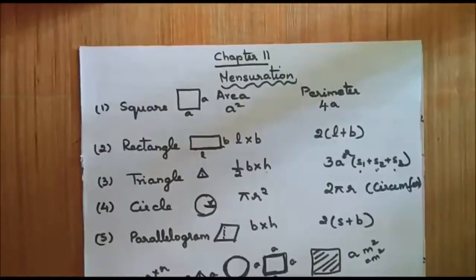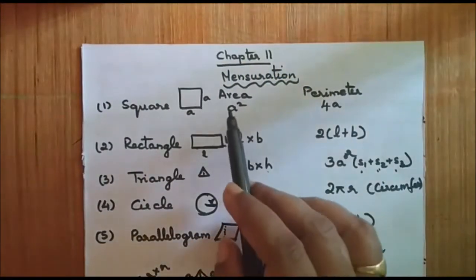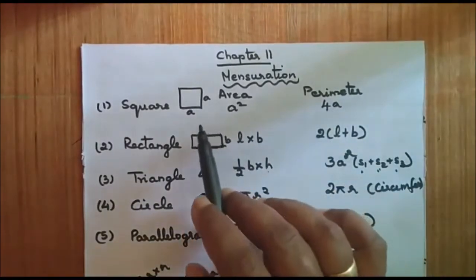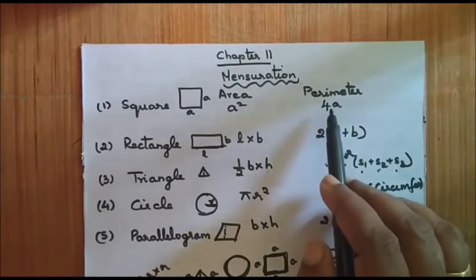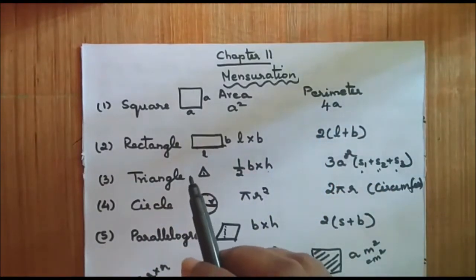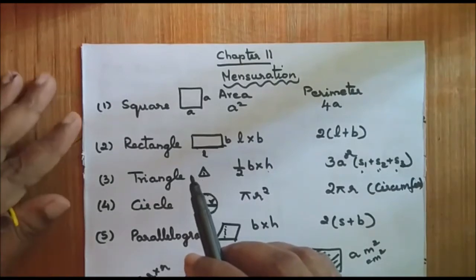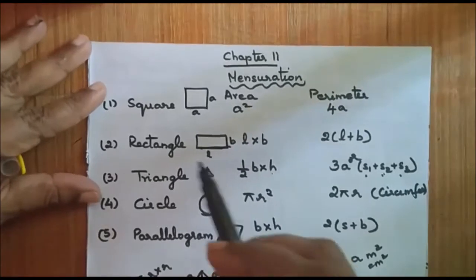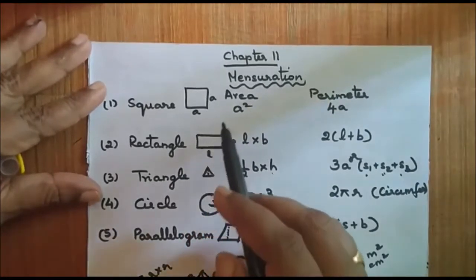Hello friends, in this class we'll see the area and the perimeter of a square. The area is a squared and the perimeter is 4a. These values, area and perimeter, you have learnt in your lower classes. The same we will go through, and we'll just brush through the concepts.